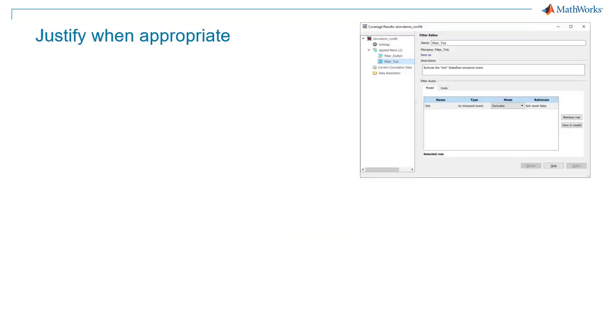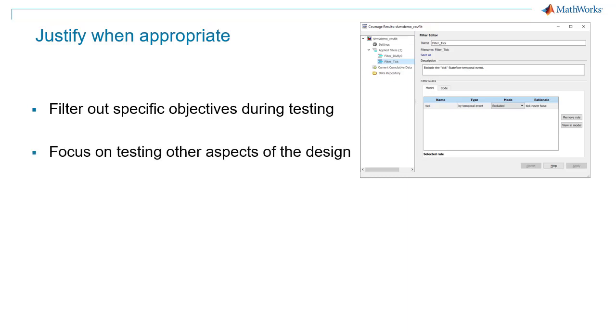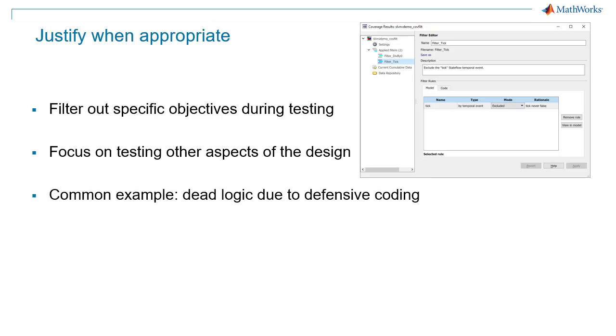Finally, if you are sure none of the above applies, you can justify the missing coverage after analyzing its impact on the design. You can then filter out specific coverage objectives during testing. In general, you can consider justifying missing coverage for logic that you did not intend to exercise in your current testing context. A common example of this is dead logic due to defensive coding practices.